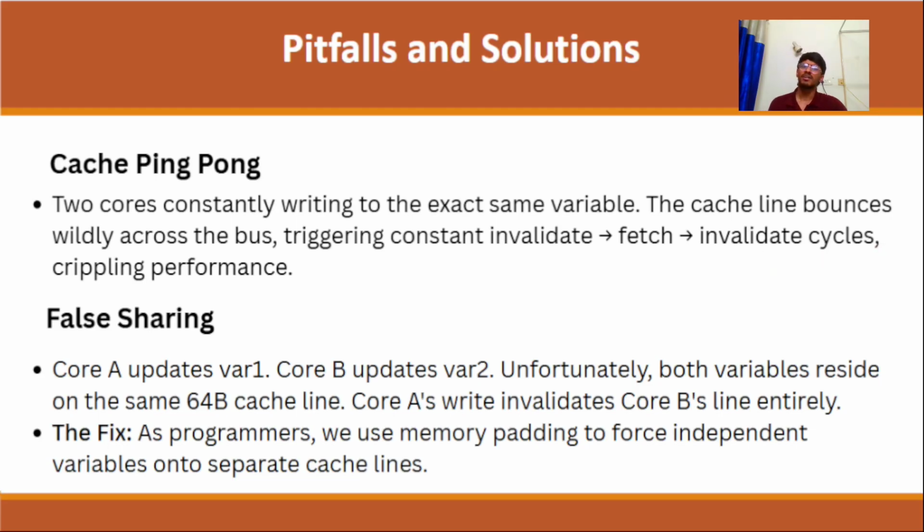Pitfalls and solutions. There are two physical pitfalls programmers must watch for. Cache ping pong happens when cores constantly overwrite the same variable, triggering endless fetch and invalidate cycles. And the second one is false sharing. It occurs when independent variables sit on the same 64-byte cache line, causing accidental invalidations. The software fix is memory padding to separate the variables.